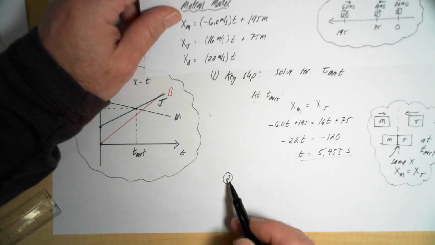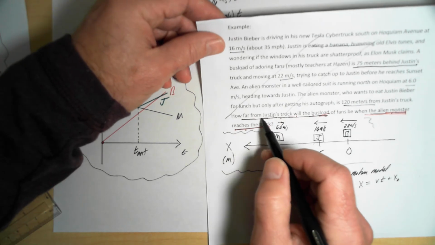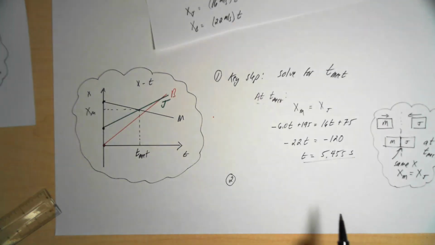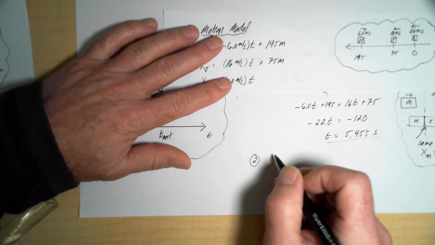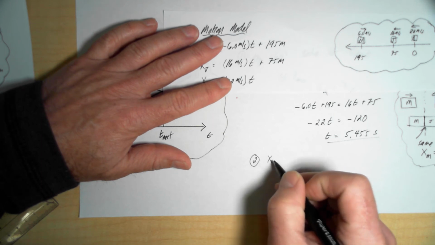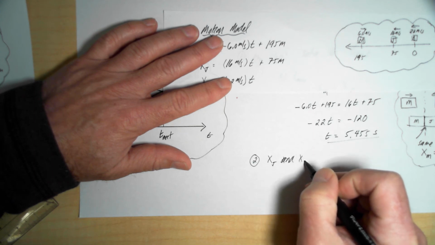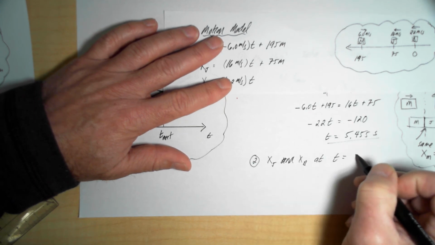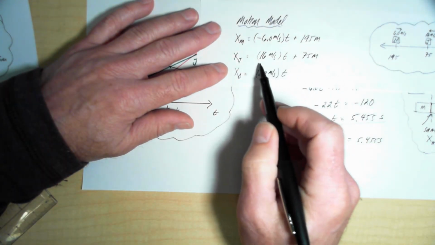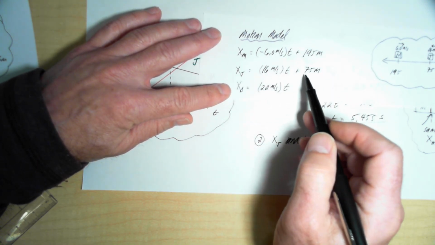Okay, the next step is, what are we trying to figure out again? How far apart are Justin's truck and bus when Monster meets Justin? So how far apart? Step 2 is to calculate, find the position of Justin and the bus at t equals 5.455 seconds. Again, when you're working with your model, you don't need to include units. When you publish your model, you must include units.